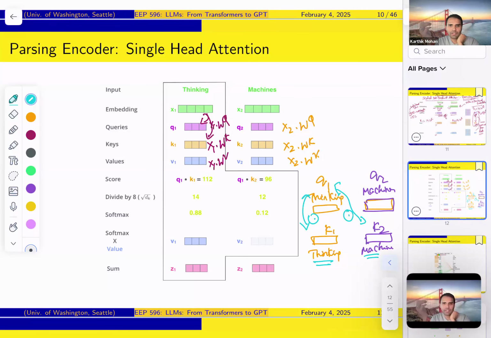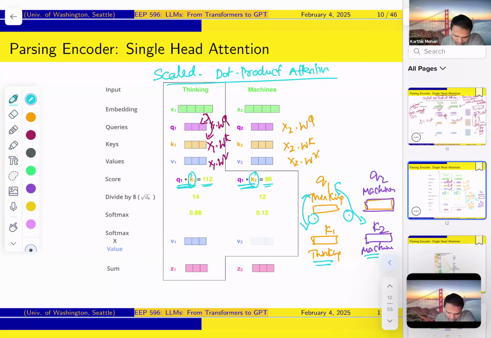So Q1 dot K1 is a dot product, Q1 dot K2 is a dot product. So you're saying K1 is a key for thinking and K2 is a key for machine. So the keys tell you how important is that word to understand this word in that sentence context, right? So obviously thinking is important for thinking because you're in the same place. So the value will be high. But let's say you had like 10 words here, you'll be able to understand how important is each word for understanding this word in the context of the sentence. So that's how the dot products help you do that. So here we compute Q1 dot K1, let's say we get 112, and then Q1 dot K2 is 96. Okay, and it's scaled. So this is scaled dot product attention, right?